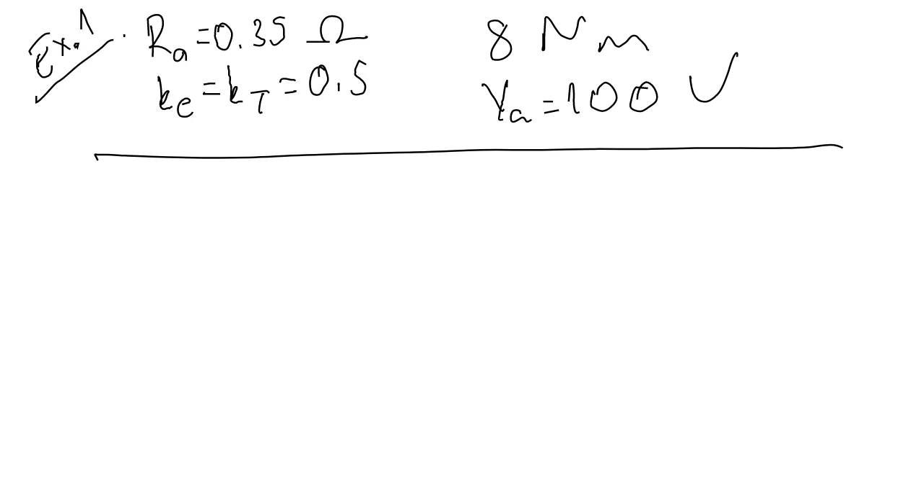Let's consider the case of this machine. Armature voltage 100 volt. Ideally, at no load speed and no load condition, zero torque, so armature current equals zero. K is a constant: KE electrical constant, KT torque constant. In this question, omega M equals armature voltage over KE, the electrical constant.